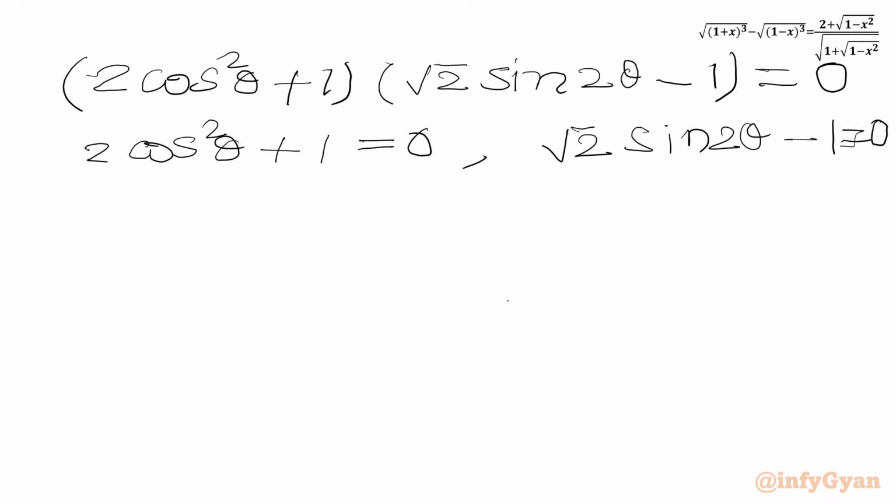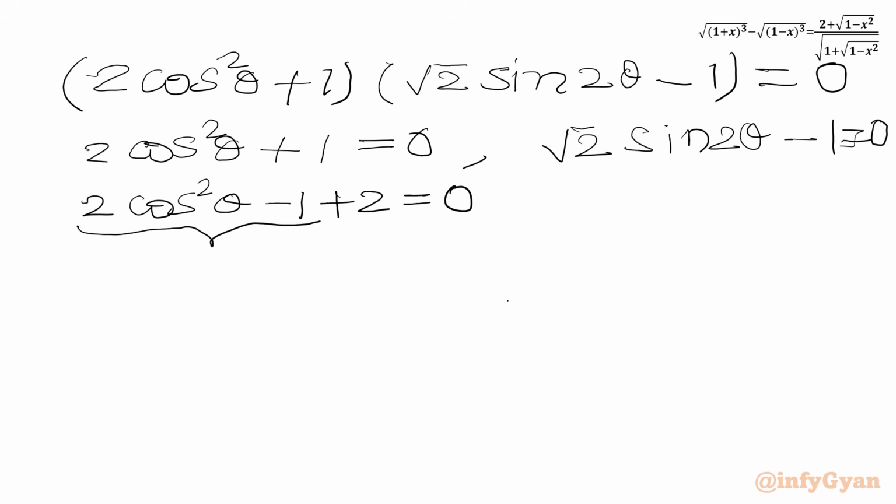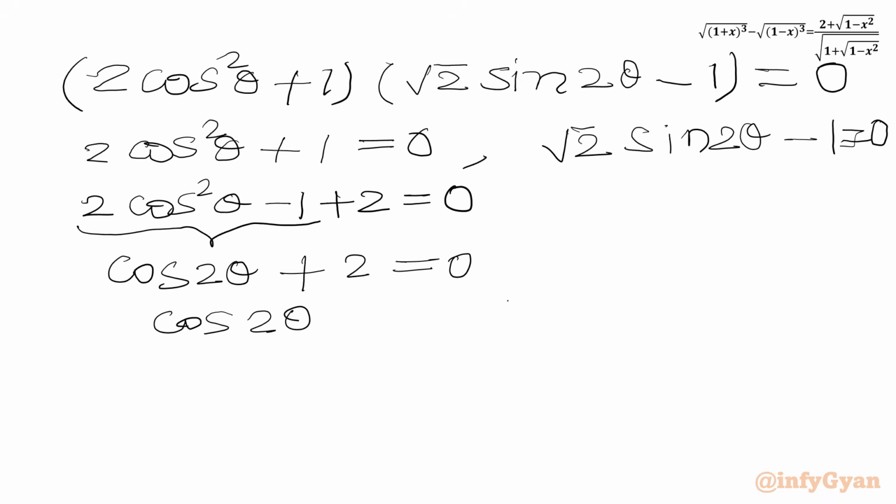So from the first equation, if I write 2 cos square theta minus 1, then we have to write here plus 2 equal to 0. Now this is cos 2 theta. So we'll write cos 2 theta plus 2 equal to 0. We can subtract 2 from both sides and get cos 2 theta equal to minus 2. We know that cos theta lies in the interval minus 1 to 1. Range of cos theta is minus 1 to 1. Here we have minus 2. We won't get any real solution.